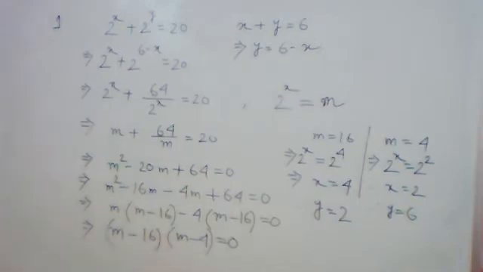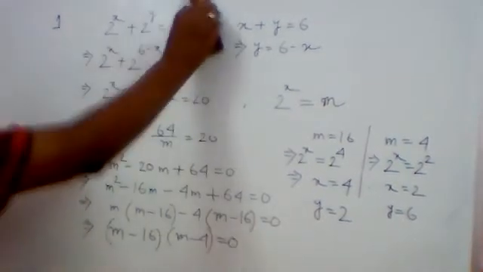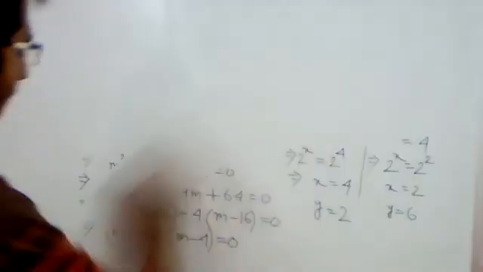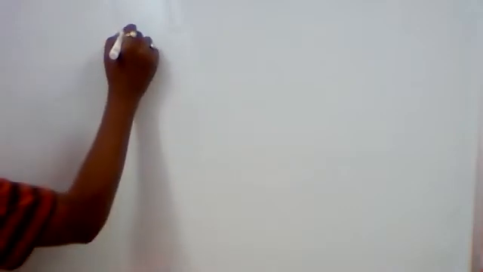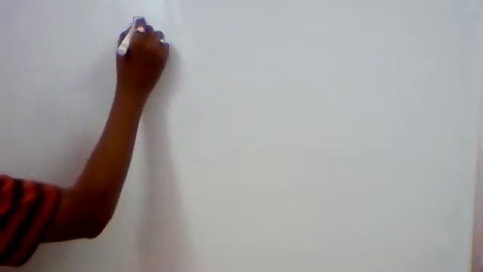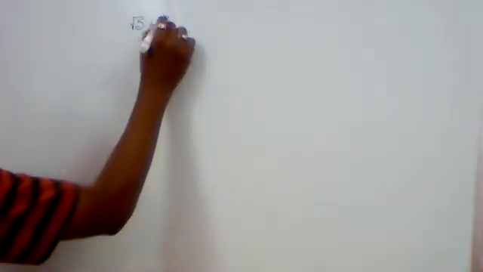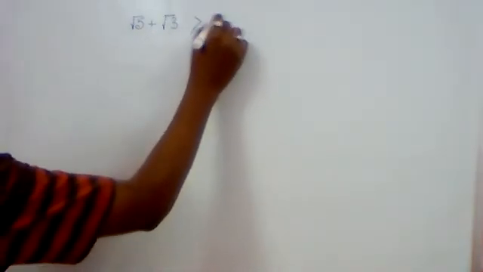Okay. Next, we discuss another problem. Suppose you have to show that the sum of two irrational numbers is not always an irrational number. So the next problem is you have to show that root 5 plus root 3 is greater than root 7 plus 1. You have to show this.